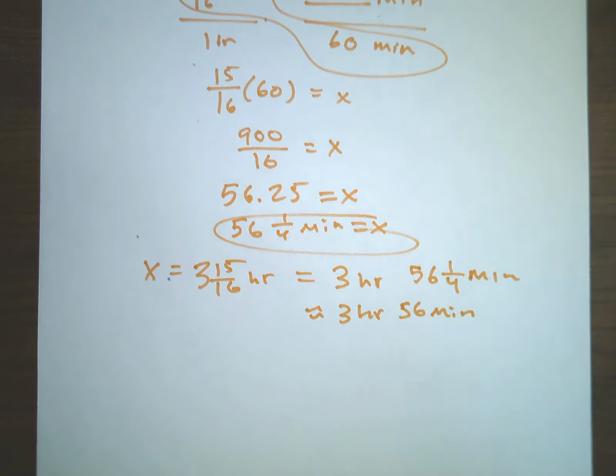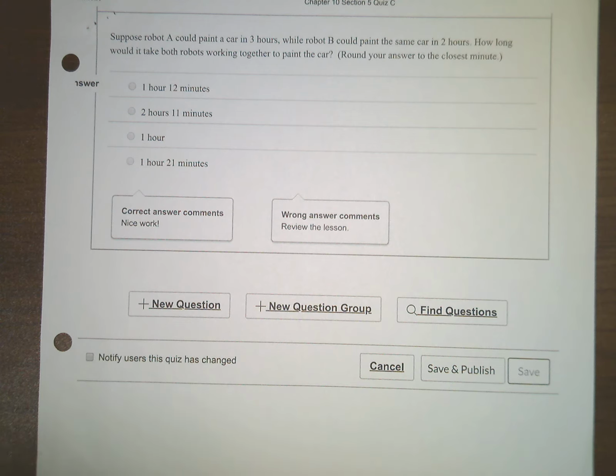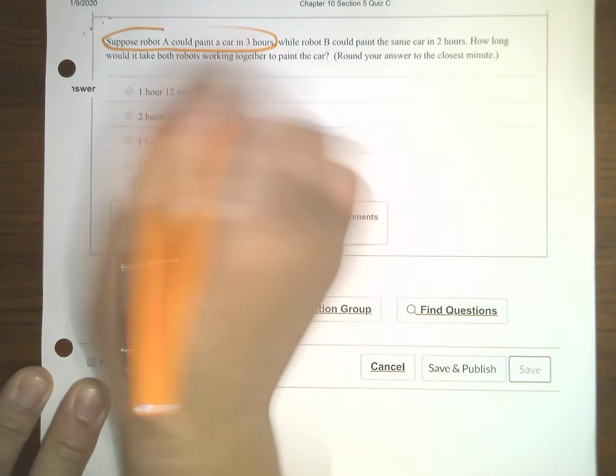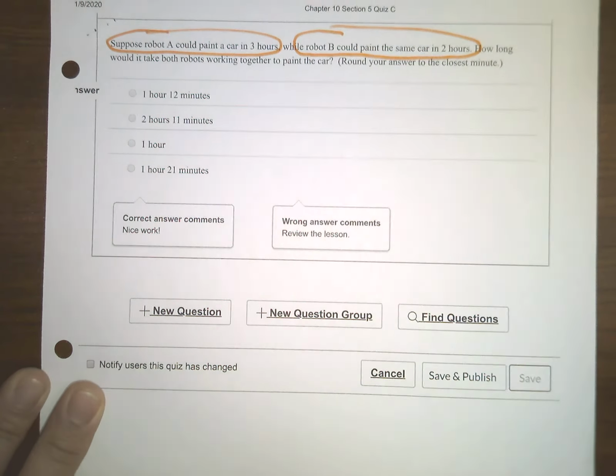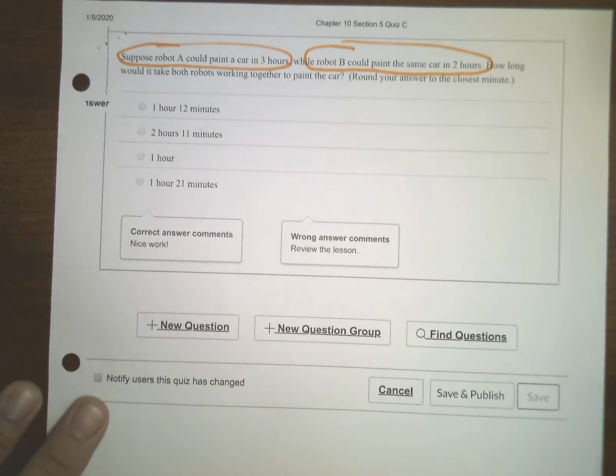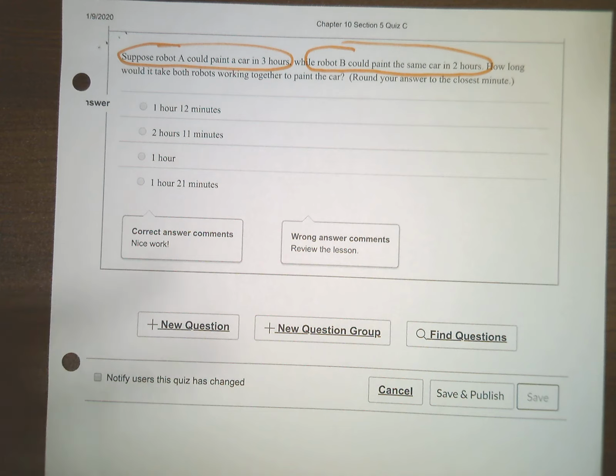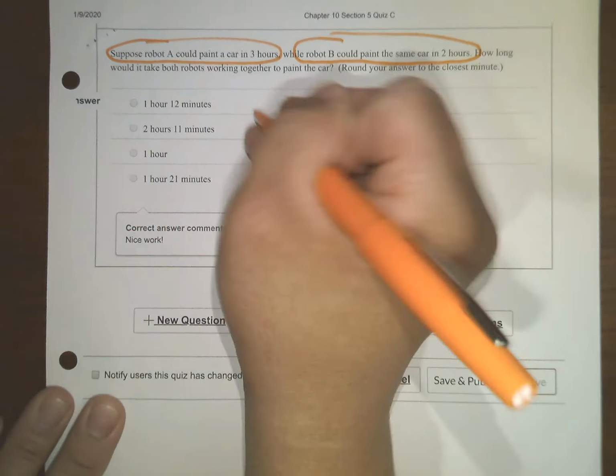So let's do one more word problem, or one more story problem, one more application problem right here. So we have, suppose robot A could paint a car in 3 hours, while robot B could paint the same car in 2 hours. How long would it take both robots working together to paint the car? So you would do this one very similarly to the last one.